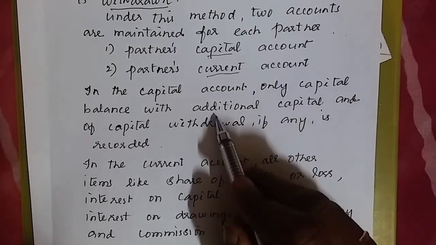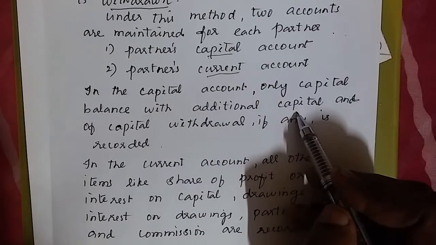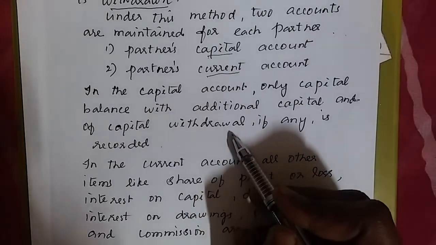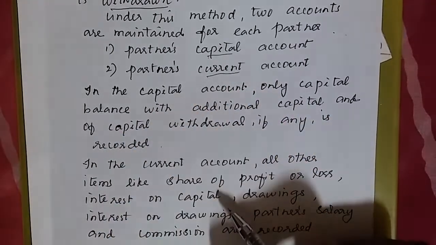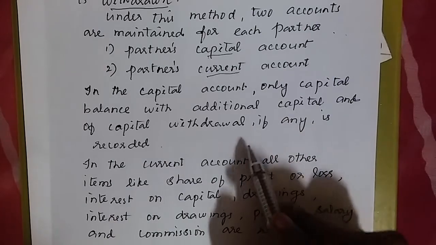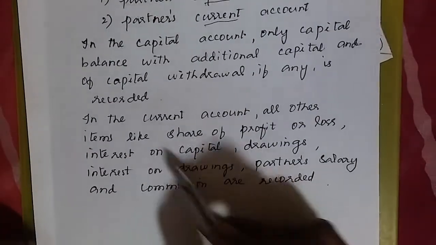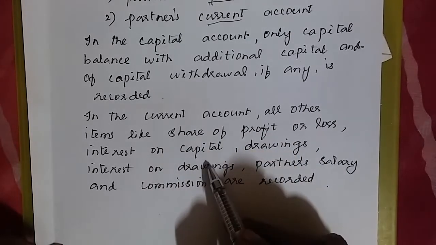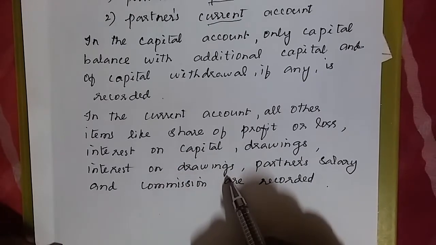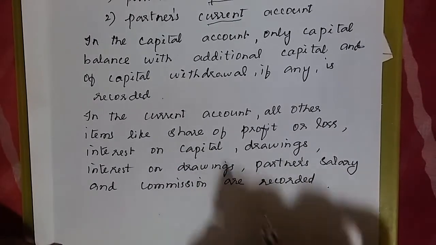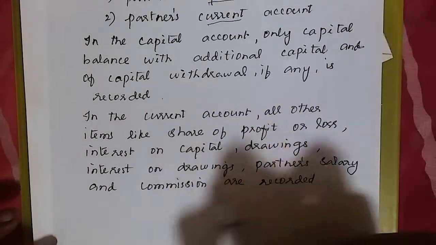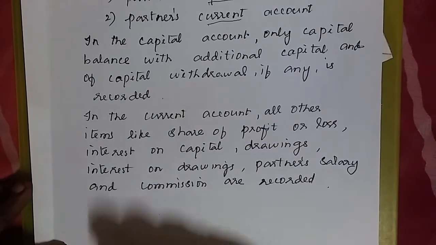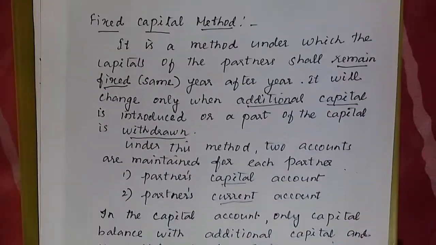With the opening capital, we do enter what? Additional capital. If there is drawings, the drawings also should be recorded in partners capital account. Except these items, we should not write the other items in partners capital account. In the current account, all other items like share of profit or loss, interest on capital, drawings, interest on drawings, partner's salary and commission are recorded. So all these adjustments we do enter here in partner's current account. So this is about fixed capital method.